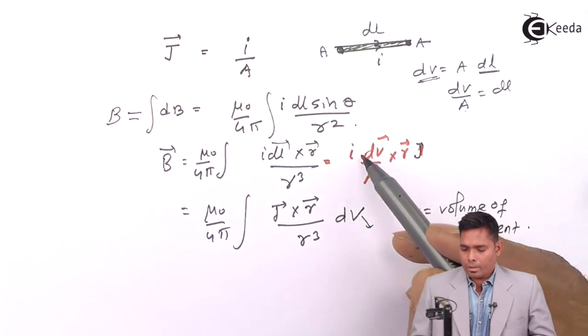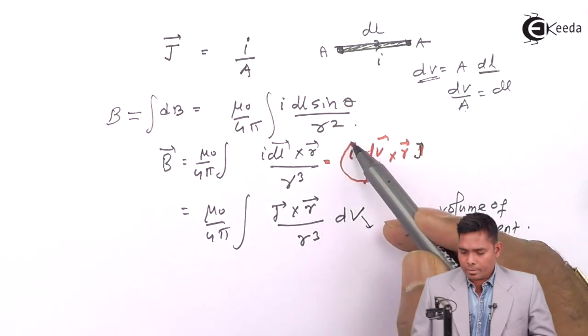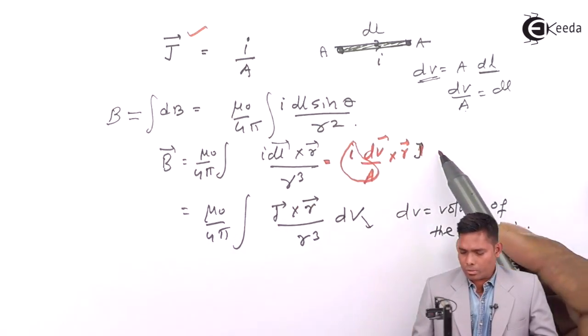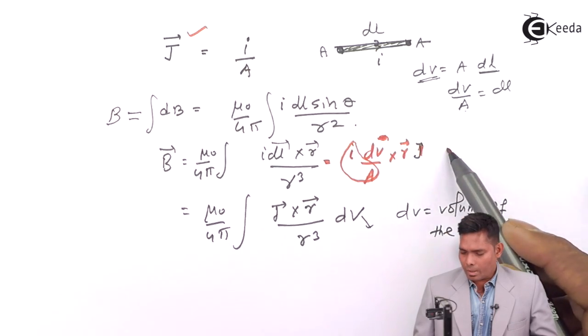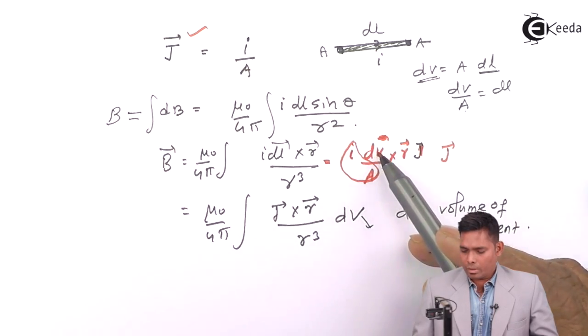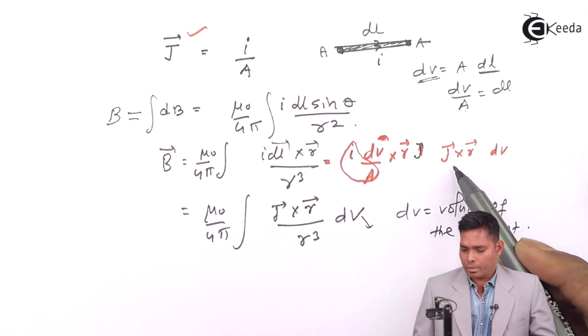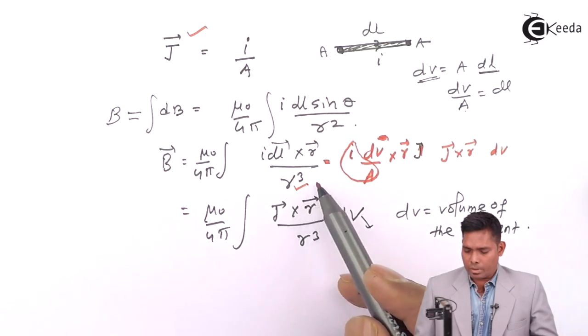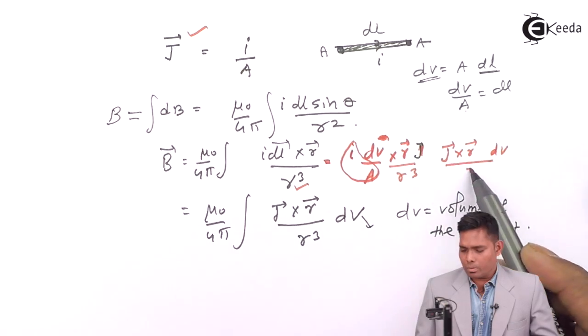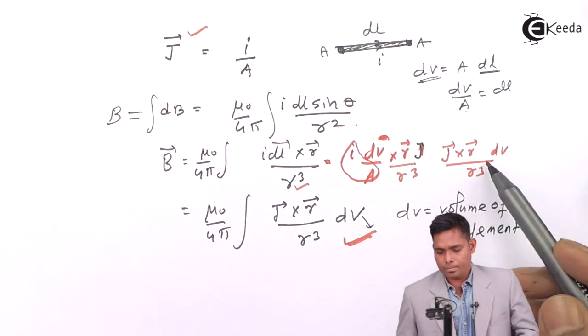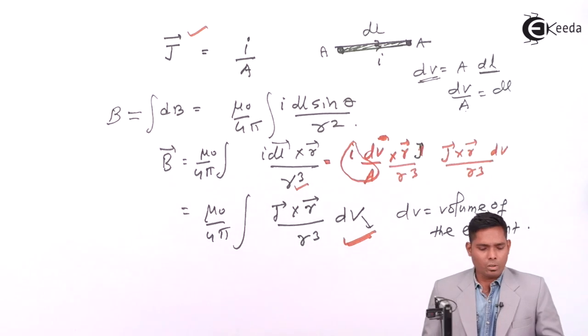What is I by A? I by A is J. So this will become J, this dV is the volume element, cross r and dV, and there it is r cube. So this is the form. This form and this form are the same. This is called the current density form.